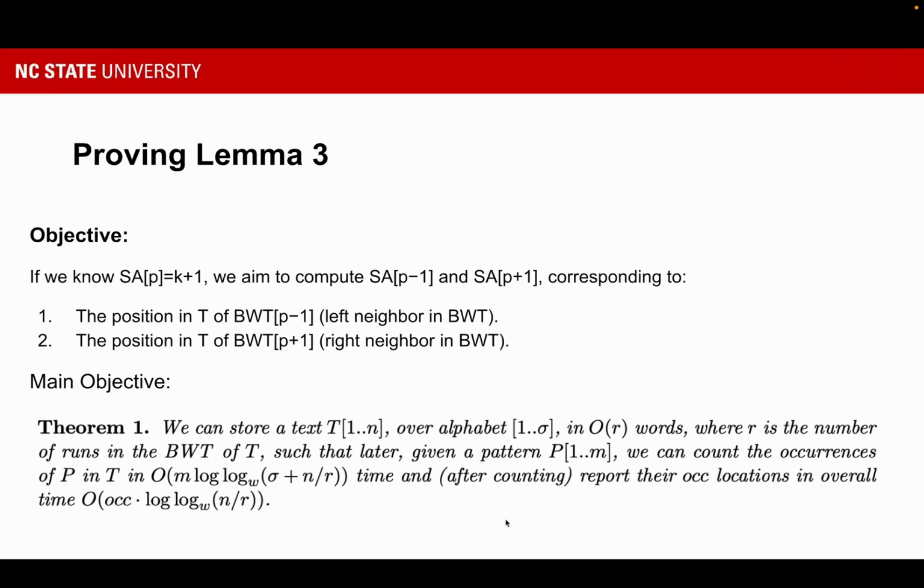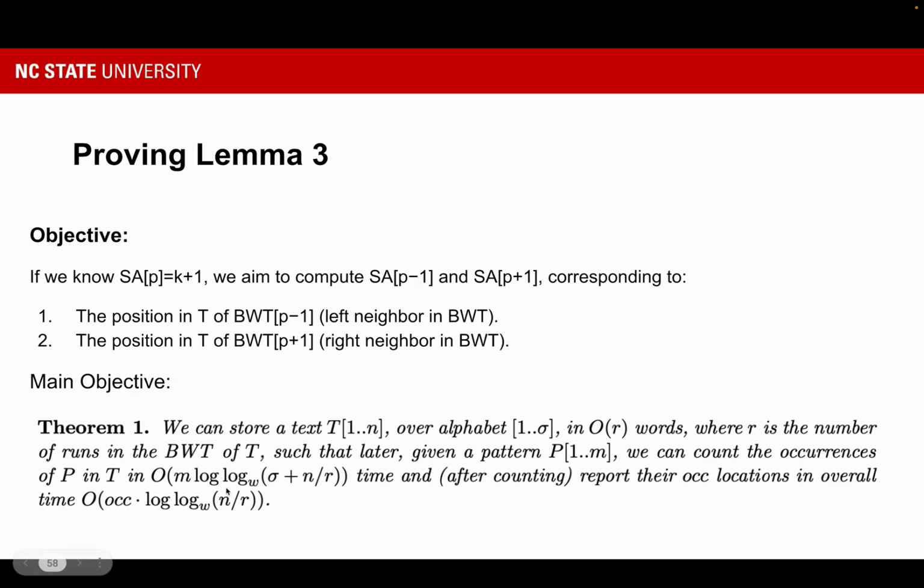Lemma 3. So the main objective here is, if we know the suffix array at position p, we want to find the suffix array at position p minus 1 and p plus 1, which are the preceding and the succeeding suffix array positions. And this is in correspondence to the position in the text T of the Burrows-Wheeler transform of p minus 1 and p plus 1. So if we know BWT of p, we should find a way to know BWT of p minus 1 and BWT of p plus 1.